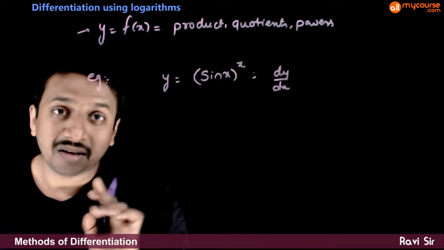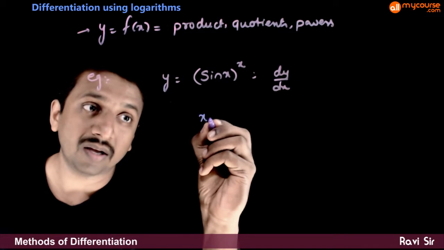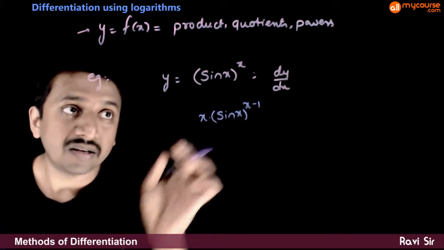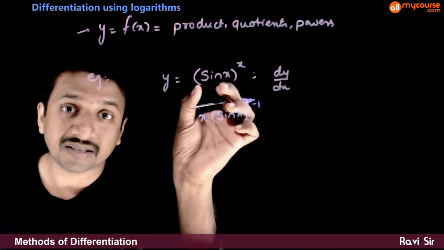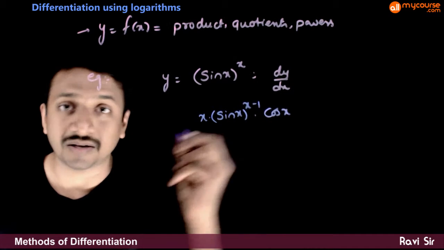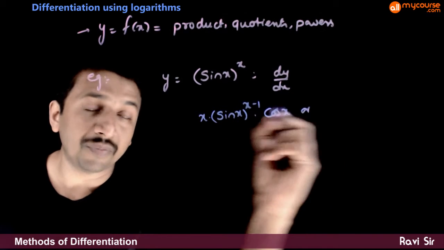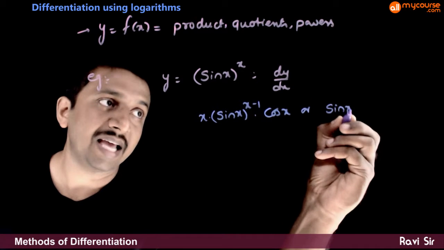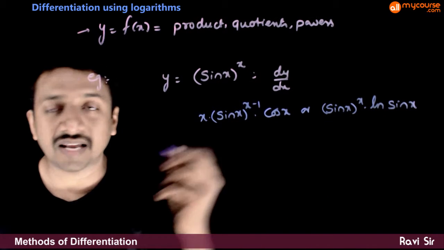Should we use the formula x into sin x whole power x minus 1? This is something power x, or sin x power some number, so x into sin x power x minus 1 into sin x's differentiation, which is cos x. Some of you might think that this is the answer, or some of you might think this is of the form of an exponential, so this is sin x power x times log of sin x.